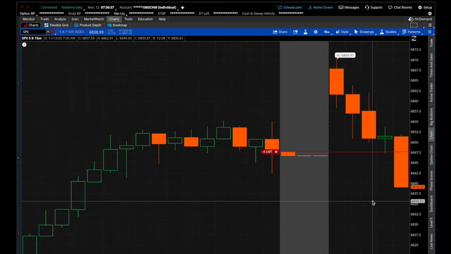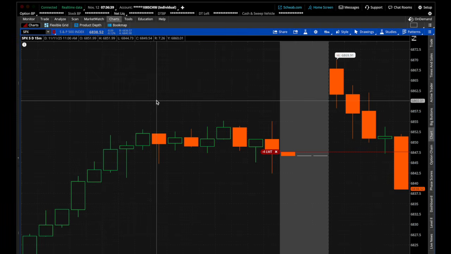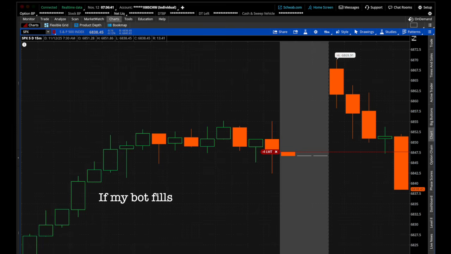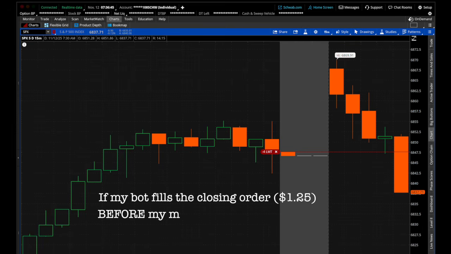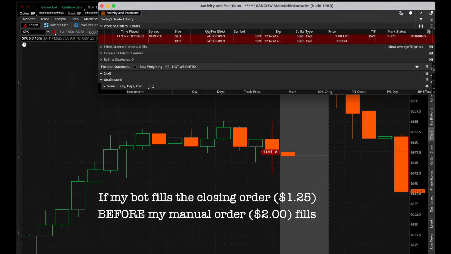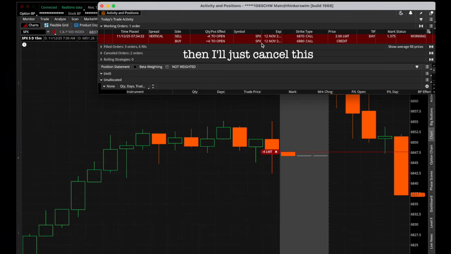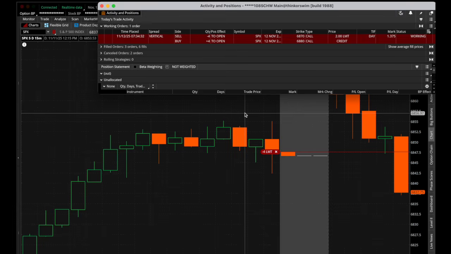So you see that the mid price is already at $1.45. If my bot fills the closing order before my manual order fills, then I'll just cancel it and consider that I missed the trade entirely, and that's fine. I'll just have the one contract.